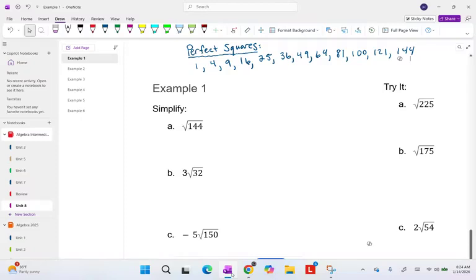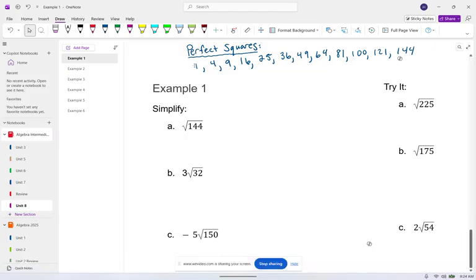Guys, in example one, we're going to be looking at square roots of perfect squares and non-perfect squares. So we have the square root of 144. I look at my list and see if 144 is a perfect square, and I see it there at the end. I count over: 1, 2, 3, 4, 5, 6, 7, 8, 9, 10, 11, 12. It's in the 12th position. So the square root of 144 is 12. So it's a perfect square.